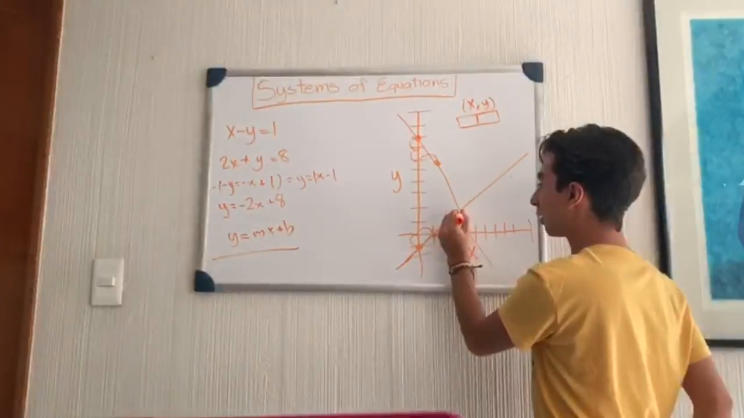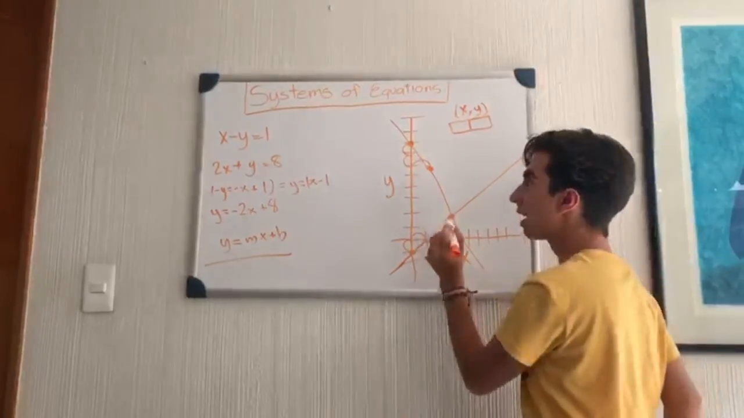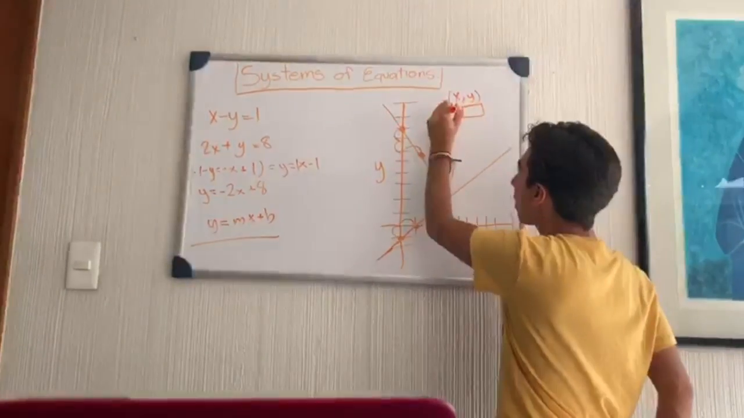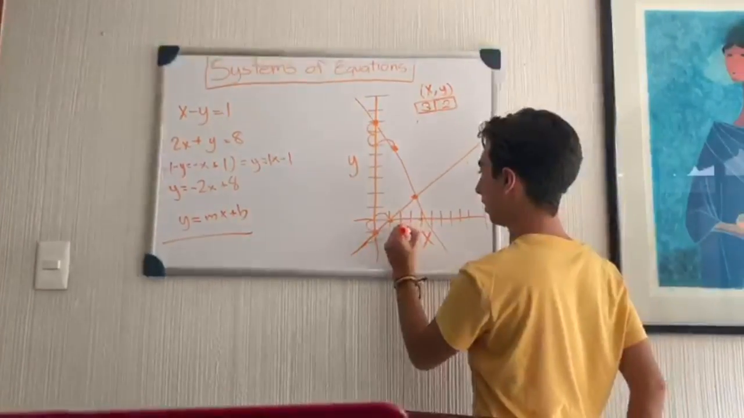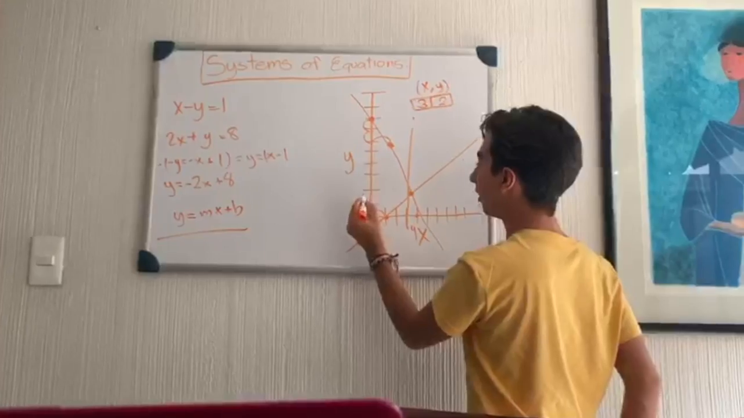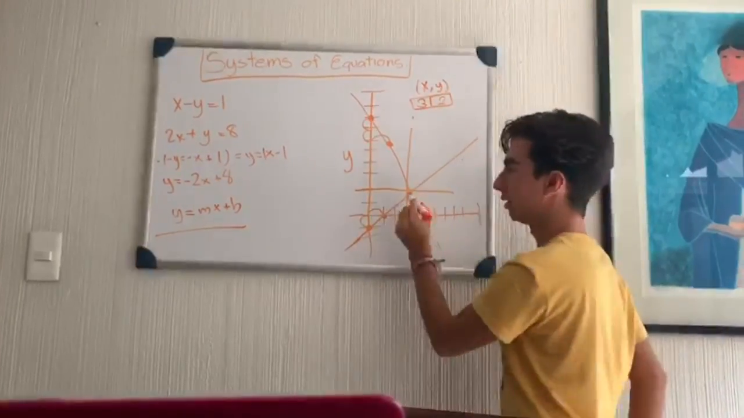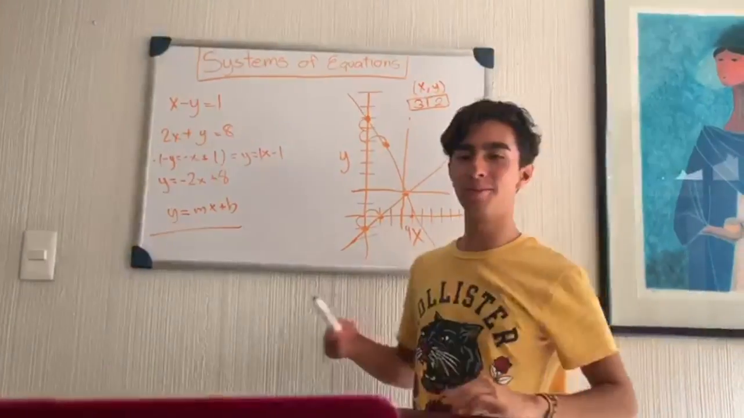And the solution to this is 3 for x and 2 for y, because here it's 3 and here it's 2. And that's how you do the graphing.